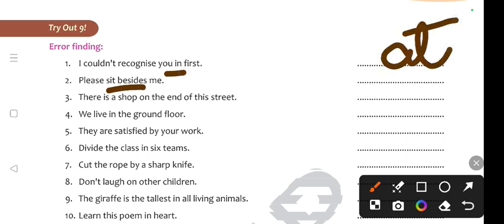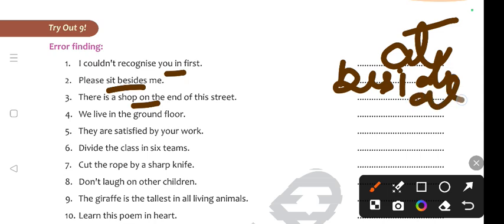Please sit, not besides. Please sit beside me. Besides, when we add an extra s, it means additional, and beside means sitting next to. There is a shop on the end of the street. There is a shop at the end of the street. We live on the ground floor. They were satisfied with our work.